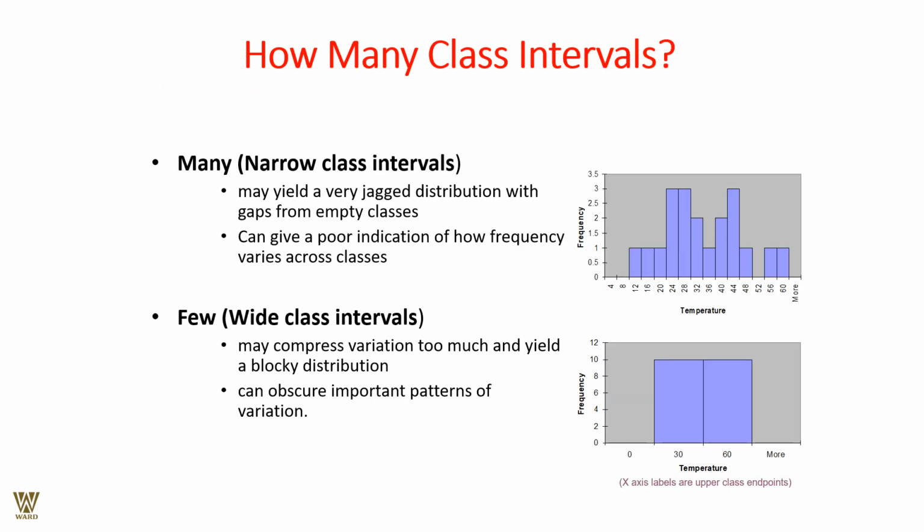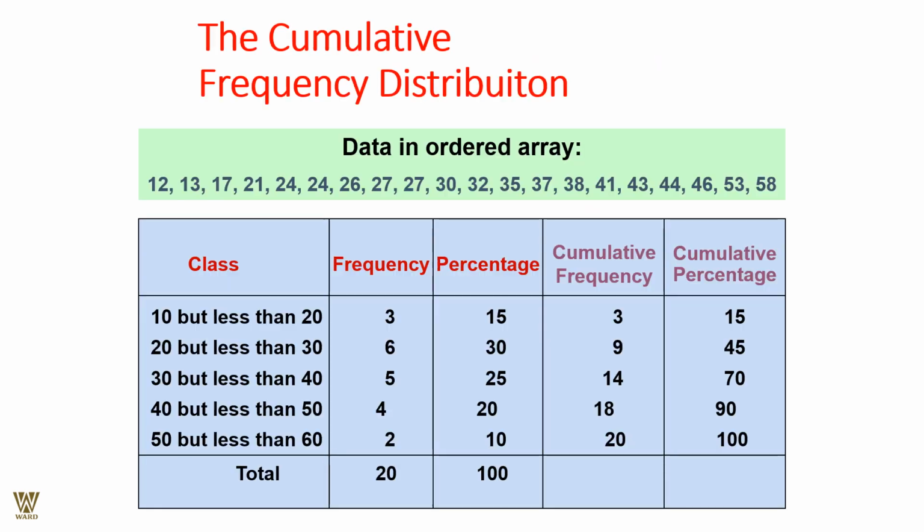Now, if you look into it, too many would be narrow class intervals, too wide will be very few classes. Narrow class intervals may yield a very jagged distribution per se, and can give you a poor indication of how frequency varied across classes. Wide class intervals may combine variations too much and yield a blocky distribution, which can obscure important patterns of variation. Probably you will not be able to dissect the data and come to an understanding.